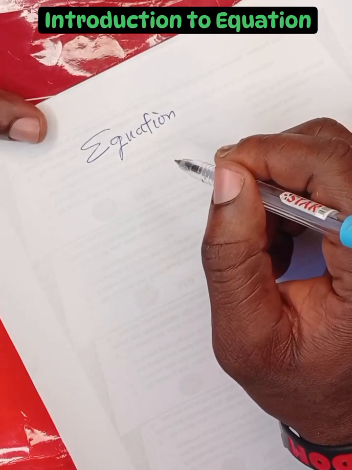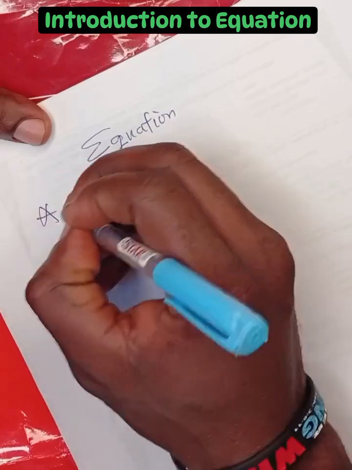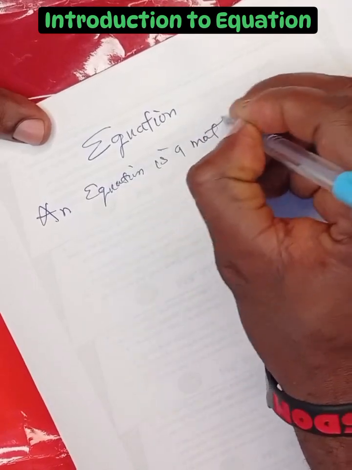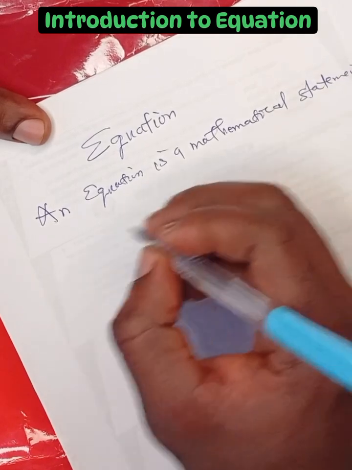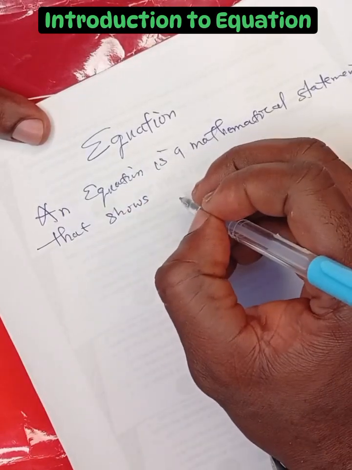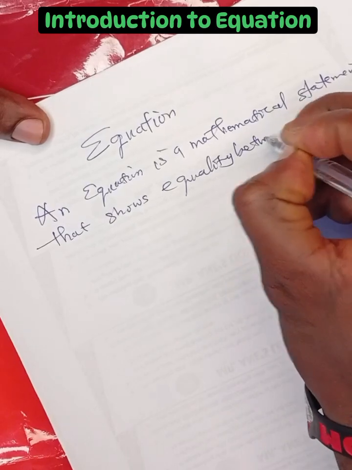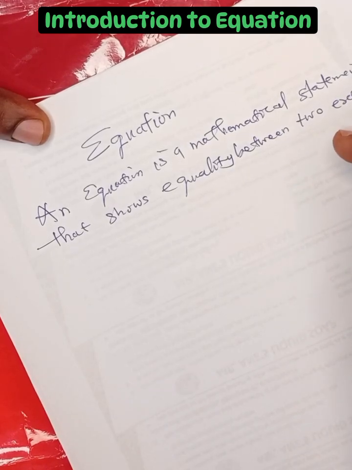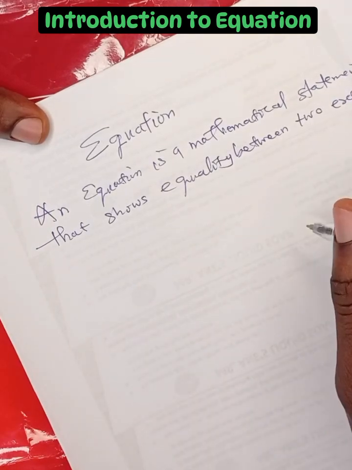What is an equation? An equation is a mathematical statement that shows equality between two expressions. Full stop. Now listen.